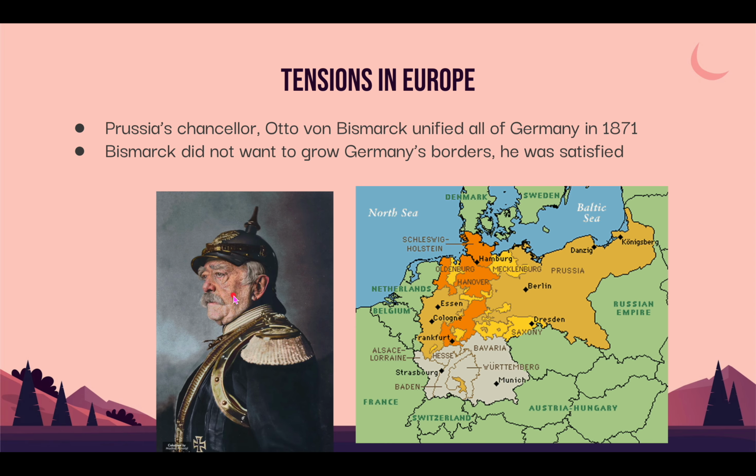All right, so Prussia's chancellor, this guy right here, his name is Otto von Bismarck, unified all of Germany in 1871. Bismarck did not want to grow Germany's borders. He was satisfied with the size of Germany.